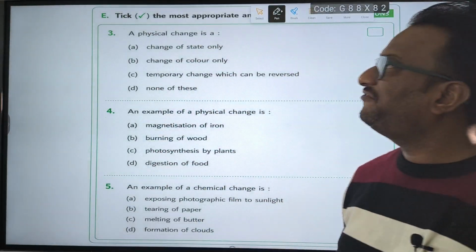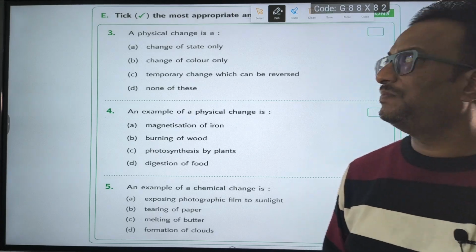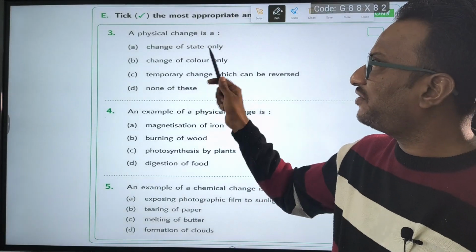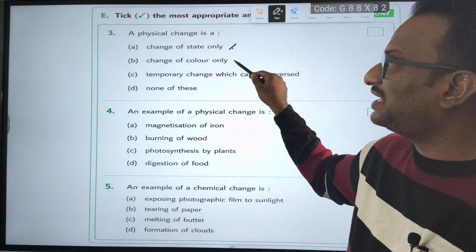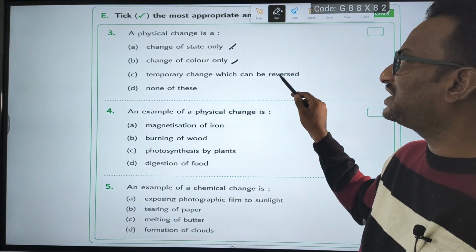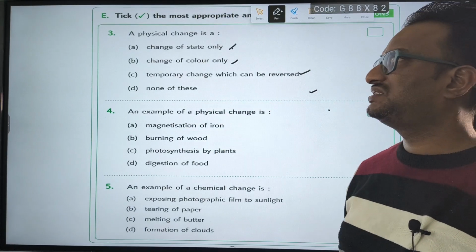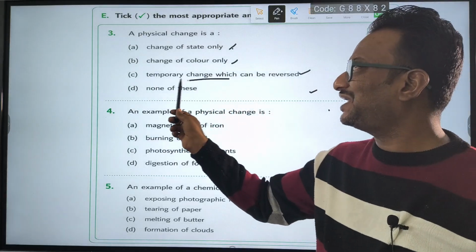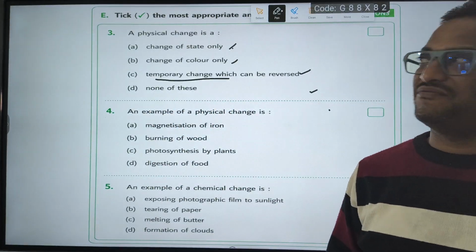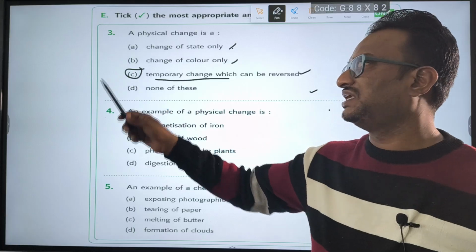Next one, a physical change is a dash. Change of state only, change of color only, temporary change which can be reversed, none of these. Actually, physical change is a temporary change which can be reversed. So, the option is C.